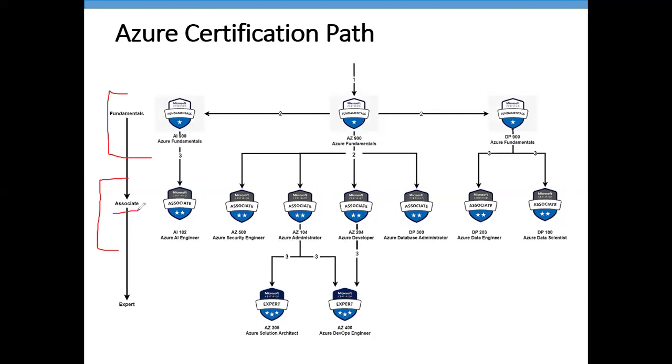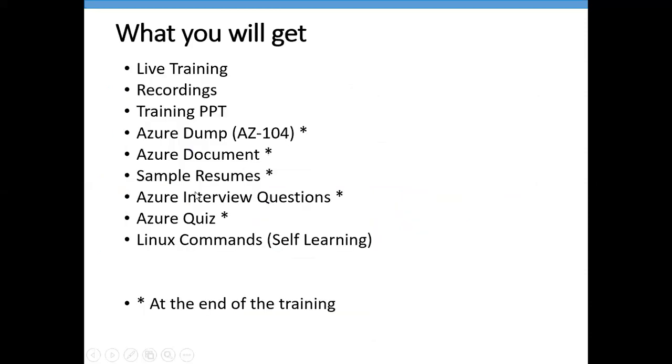These are associate ones, so they'll always ask for associate ones. Basically, for AZ-104, this course will be enough. At the end of the training, we are providing you a dump also. If I follow this, I will be able to do the certification with the help of that dump. You can easily clear the certification.